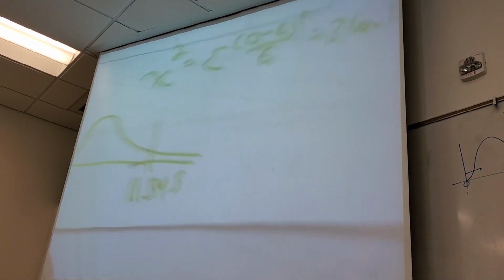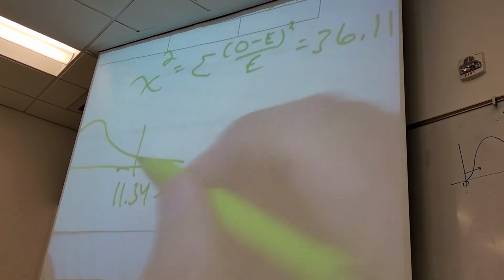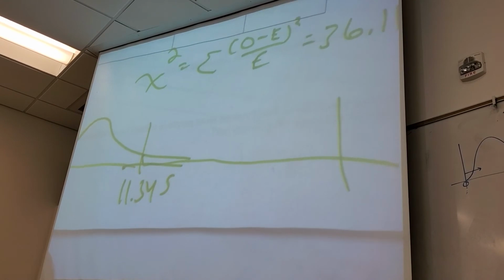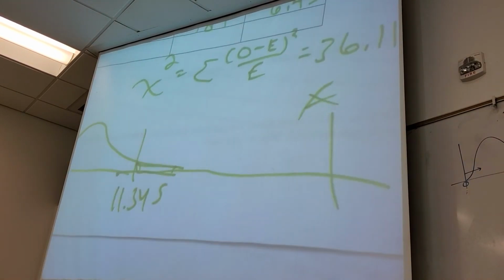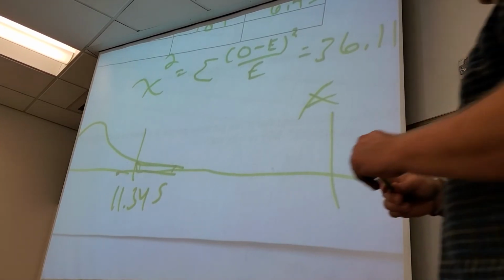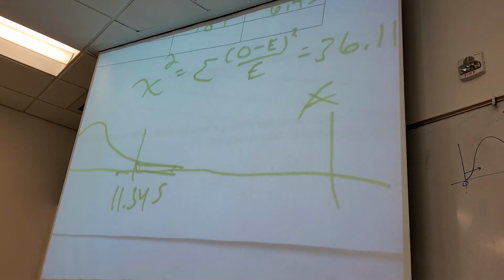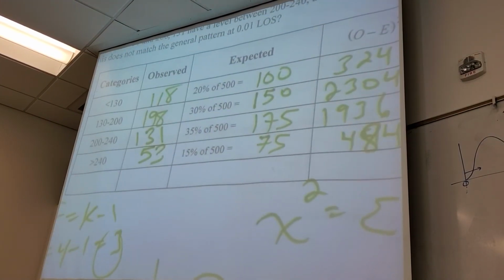And where did we get? You got 36, right? You blew this out of the water. Is that evidence that they do not follow the expected cholesterol pattern? Yes. Now, we can actually go a little bit further, because is it better to have lower or higher cholesterol?